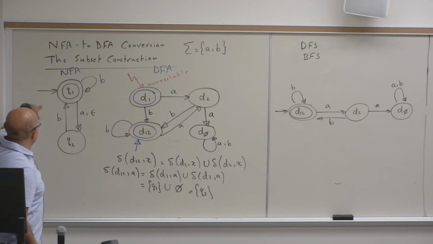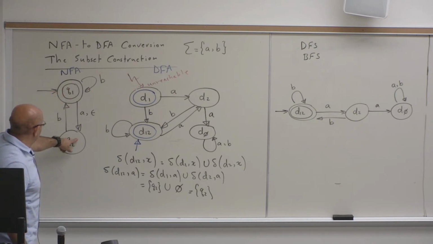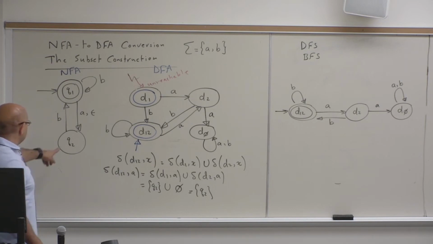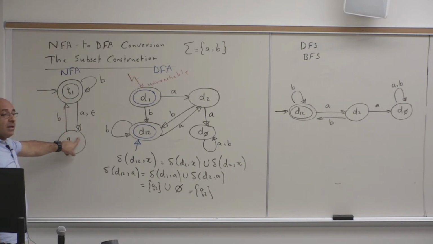So it's good to do some checking to make sure. What does this NFA mean? If you get a B, you are there. If you get an A, you go to this state. Basically, this is saying that if you get 2 consecutive A's, you will get rejected. Once you are in this state, nothing will take you to an accept state except a B. You need a B to take you to an accept state.